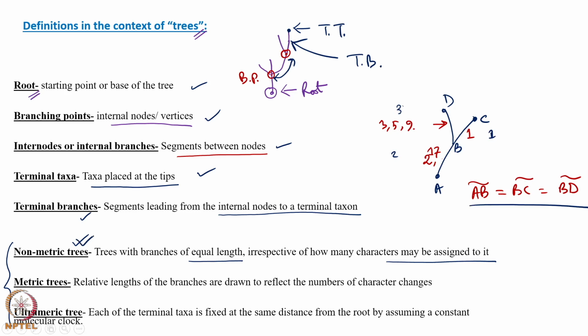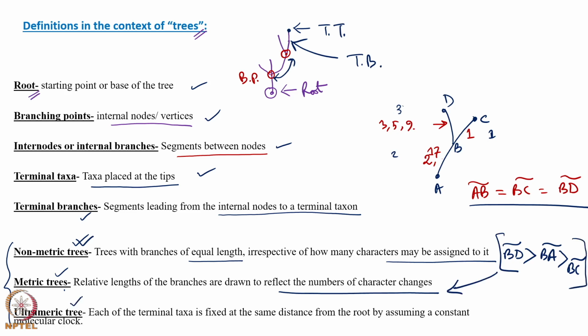What is a metric tree? Relative lengths of the branches are drawn to reflect the number of character changes. For a metric tree, the BD length will be maximum, then will be the BA length, the curved line length, and then will be the BC length. If the tree is drawn that way, the tree is known as a metric tree.